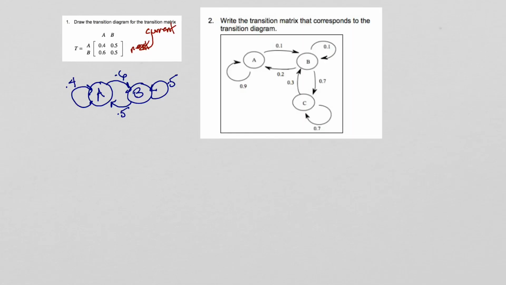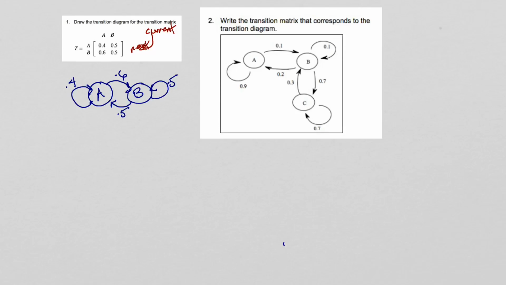And here in problem 2, this is the opposite of problem number 1. In problem number 1, we were given the transition matrix, and we created the transition diagram. Now we're going to go backwards. In 2, we're given the diagram, and now let's get the transition matrix. So you can see that we've got three states, A, B, and C. So let's write a matrix.